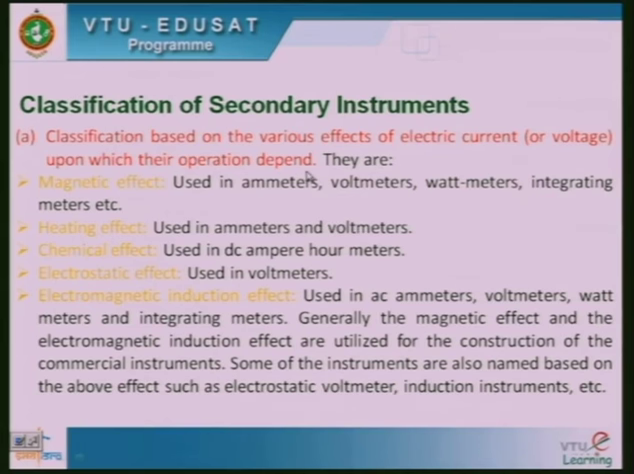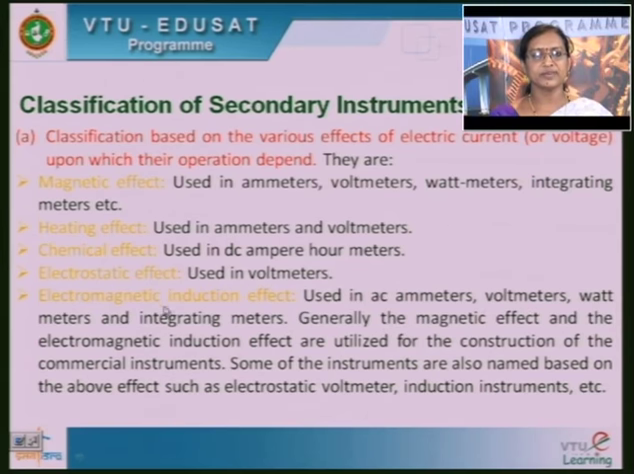To classify these secondary instruments: ammeters, voltmeters, wattmeters and integrating meters depend on the magnetic effect. Ammeters and voltmeters also depend on the heating effect, and DC ampere hour meters depend on the chemical effect. Voltmeters depend on the electrostatic effect, and AC ammeters, voltmeters, wattmeters and integrating meters mainly depend on the electromagnetic induction effect. Generally, the magnetic effect and the electromagnetic induction effect are utilized for the construction of commercial instruments. Some instruments are also named based on the above effects, such as the electrostatic voltmeter, induction instruments, etc.